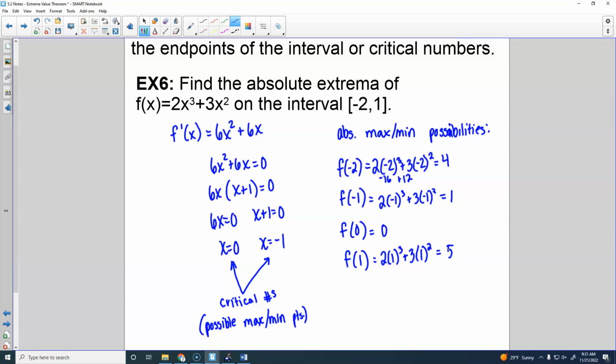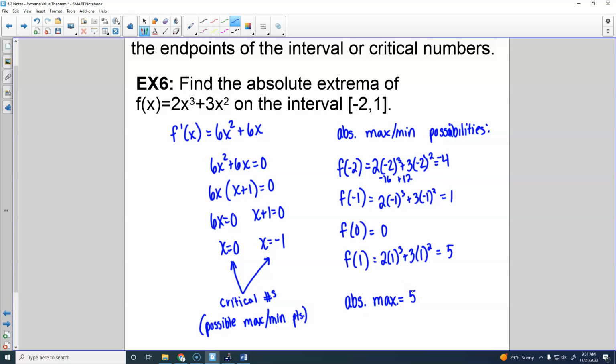Okay, so then you just have to look which one's highest, which one's lowest. So our absolute maximum, what would our absolute maximum value be? Oh, it should be negative 4. Thank you. That makes a big difference too. Our absolute maximum is 5.